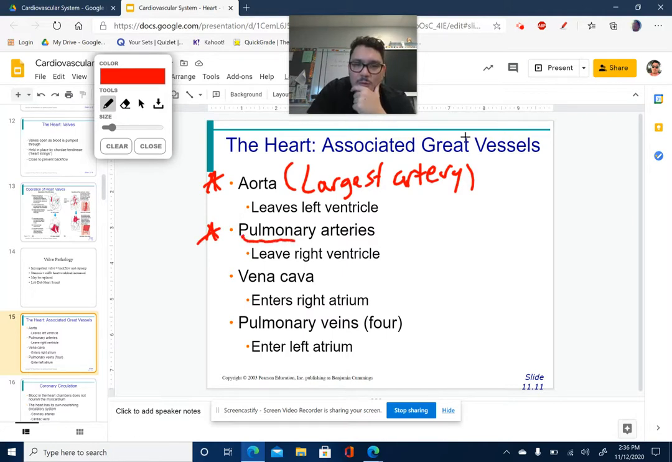Next, we have the pulmonary arteries. Remember, there's that word pulmonary. It means lungs. What's the unique trait about pulmonary arteries? Well, there's something very interesting here. Something very unique happening with the pulmonary arteries. They are the only arteries that are oxygen poor.